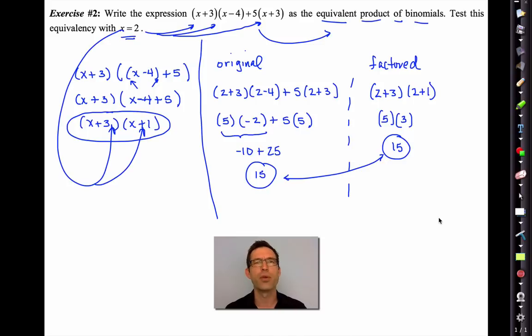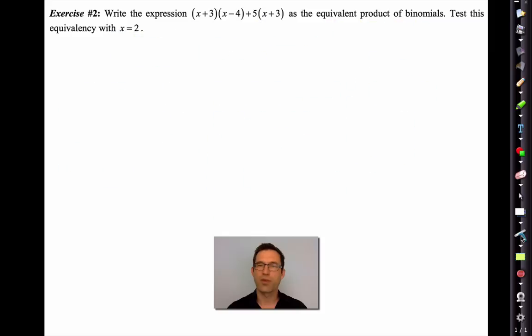If you're ever wondering whether you've simplified an algebraic expression correctly, pick a value of x, make it easy on yourself, substitute it into the original and the simplified version, and see if they give you the same value. Okay, pause the video now and write down anything you need to. Okay, I'm going to get rid of the text.